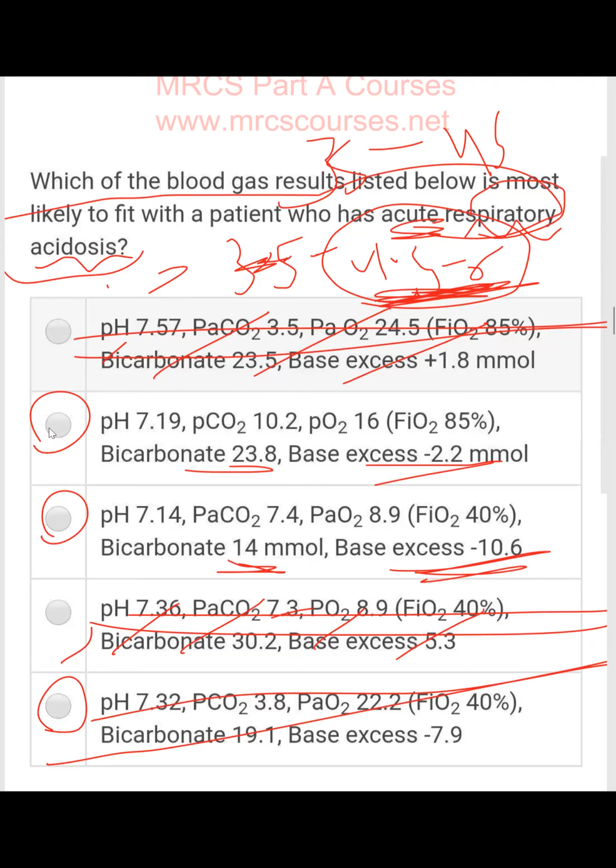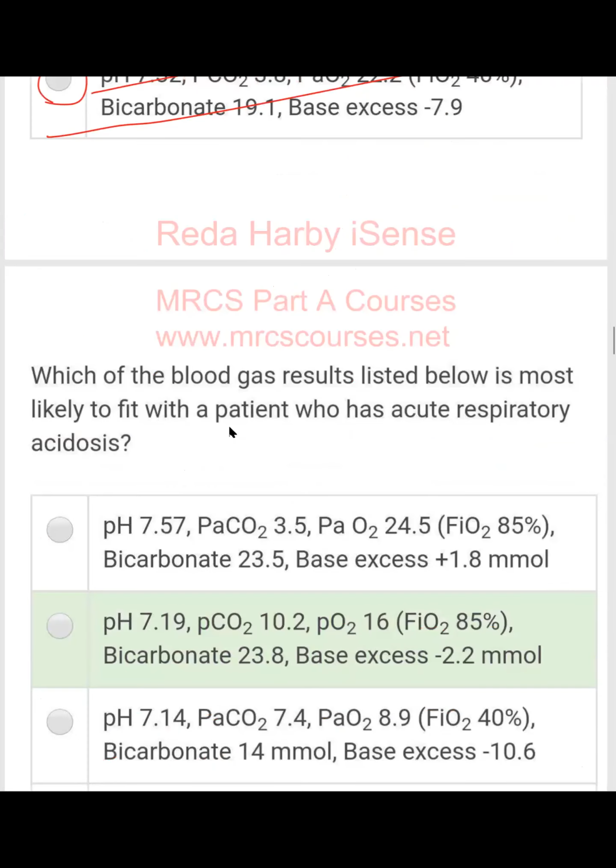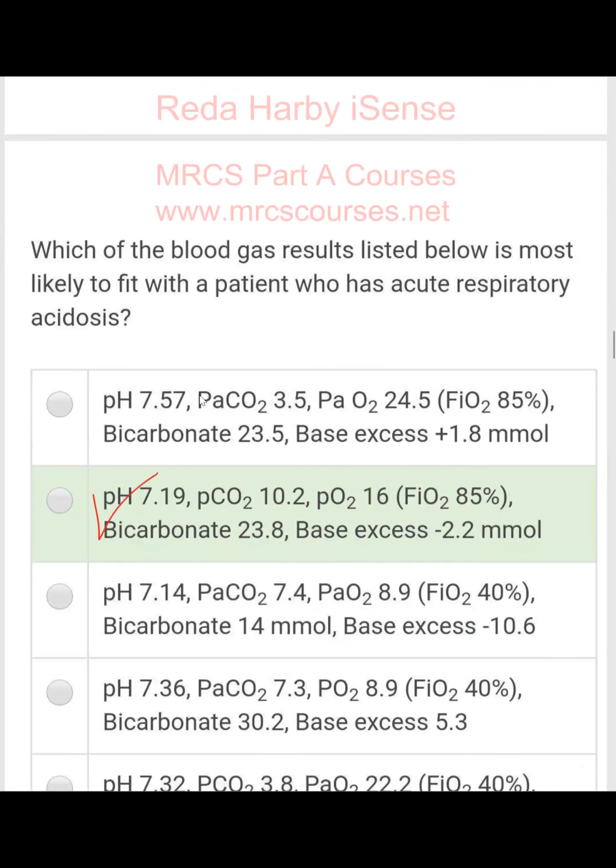The second one, I think. Yes, normal, the second one. Yes, the second one. Again, one by one. First, the pH.